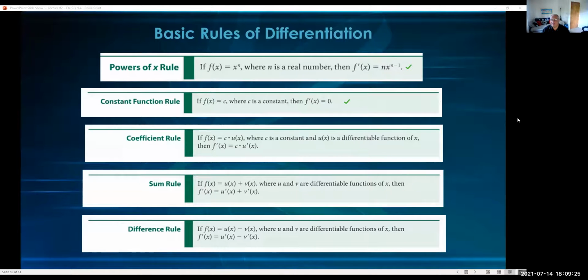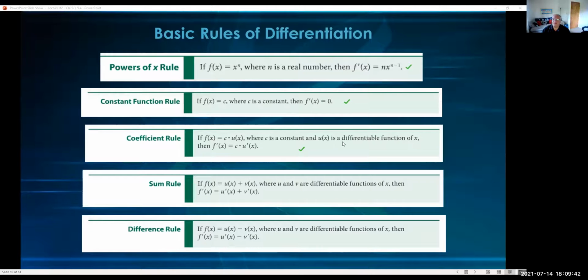The constant rule is really very simple. If it's f of x equals a number and there's no x in it at all, the answer is 0. For example, instead of f of x equals x cubed plus 5x, say I give you f of x equals 30, just a number. The derivative is 0. The derivative of any number is 0.